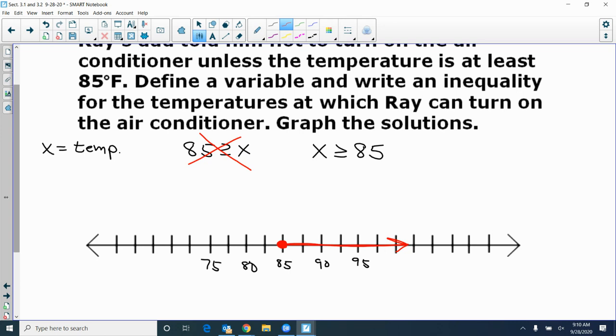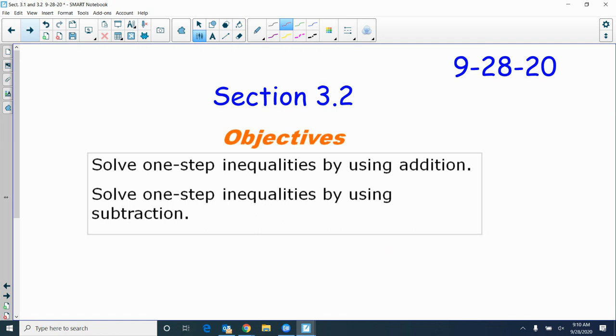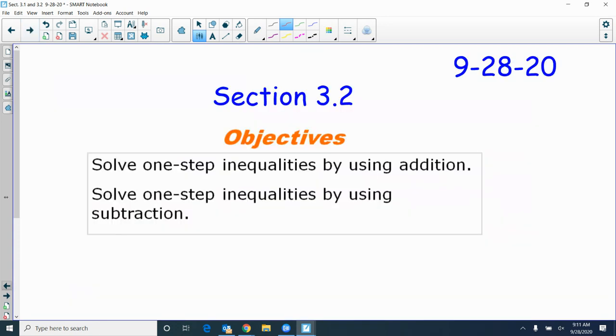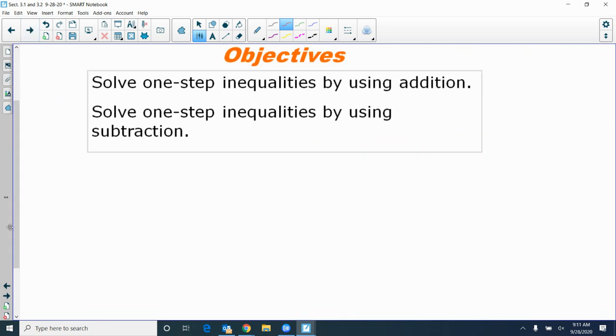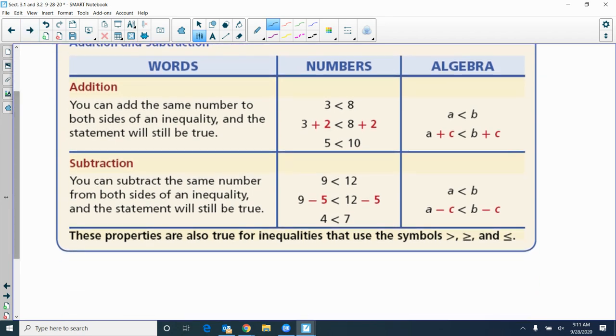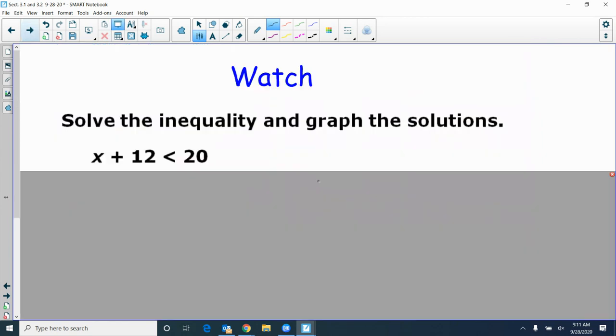Okay, now that was section 3.1. These are two very quick sections, and we're just going to go through one-step inequalities where we're solving them. Like, we had x plus 4 equals 8. We knew how to solve that, right? We just subtract 4. Instead of an equal sign, I'm going to put in a less than or a greater than. Got it? All right, so let's see what we got here. As long as you do the same thing on both sides, the inequality is going to be fine. Just watch.